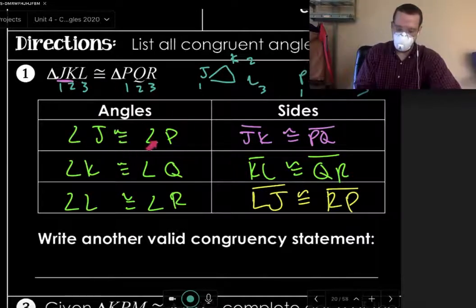These are both angle 1, angle 2, angle 3. Side 1, side 2; side 2, side 3. So that's how we will be labeling these.